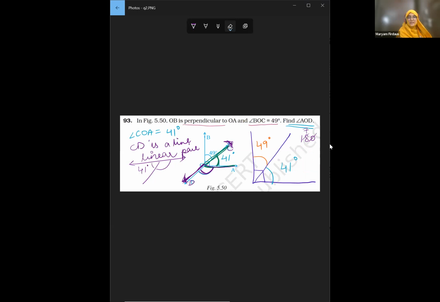So, don't make these silly mistakes in your exam, okay? So this is 139 degrees. So what is our angle AOD? 139. Very good. So that is what we had to find, right? Find angle AOD. If you want, you can write this down. Yeah, I'm writing.